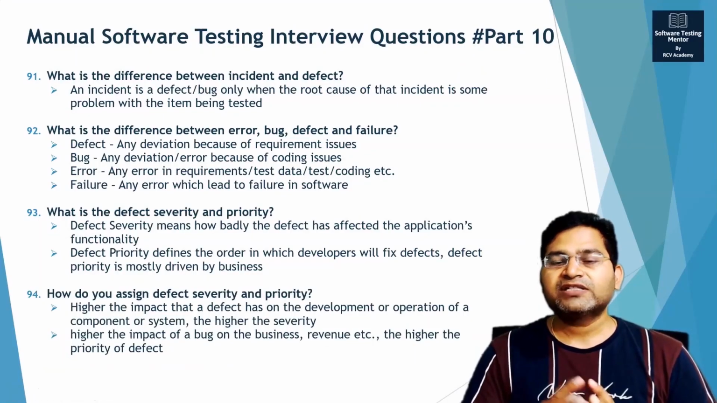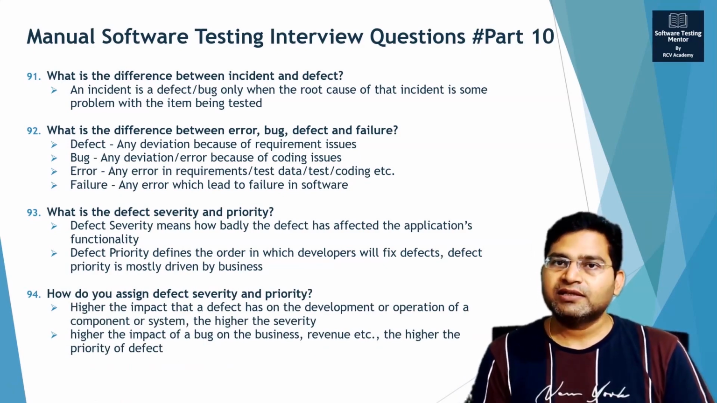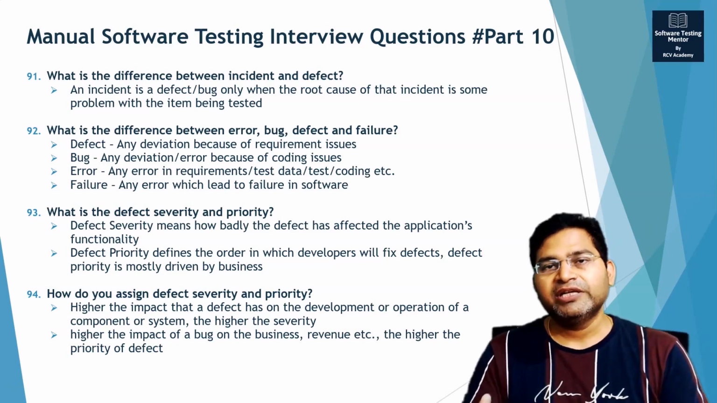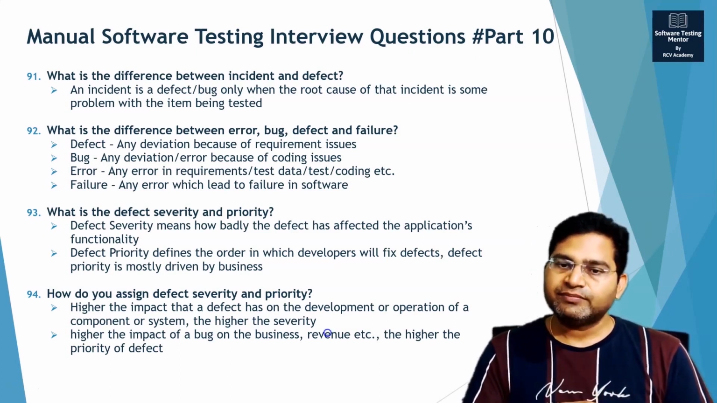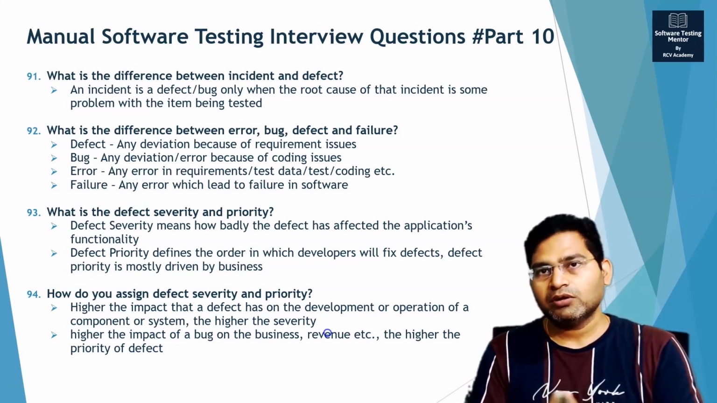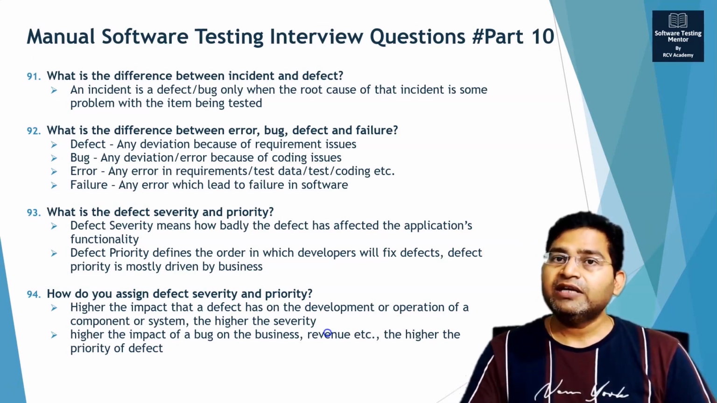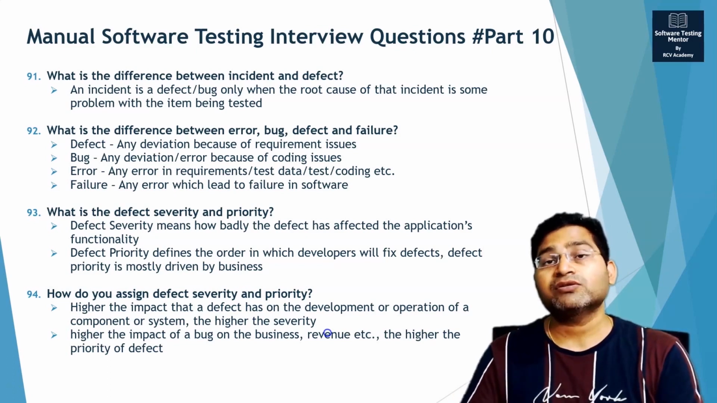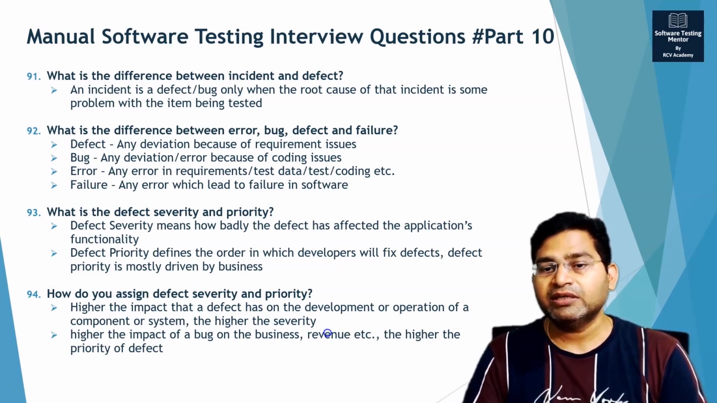How do you assign defect severity and priority? As a tester, you will analyze whether a particular defect needs high, medium or low severity. The higher the impact of a defect on the development, operation or a component, the higher the severity. Priority is defined based on the impact of the bug on the business, on revenue, and on customer satisfaction. The higher that impact, the higher the priority of that defect.